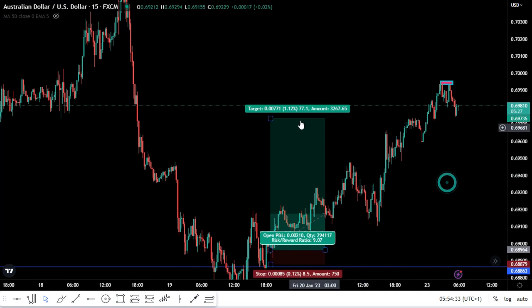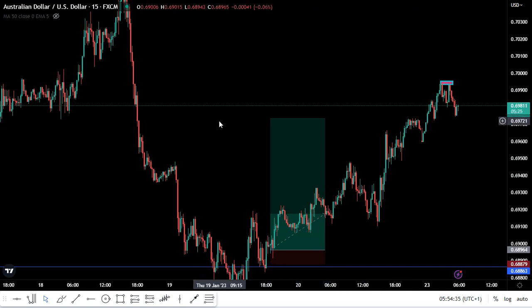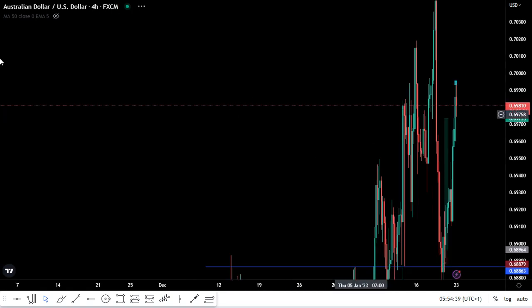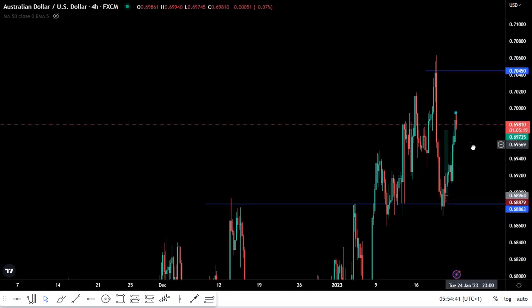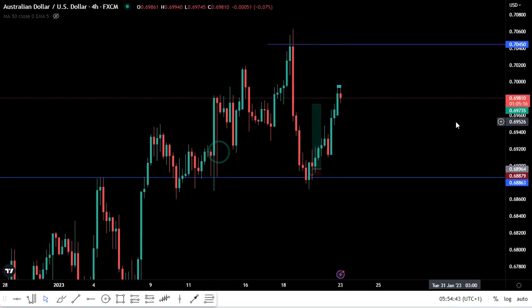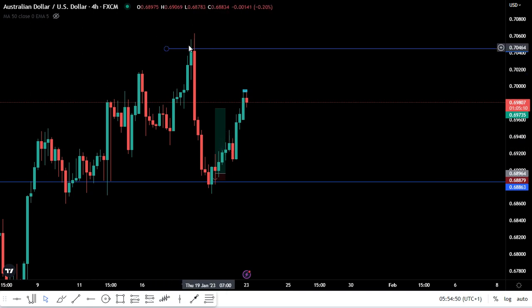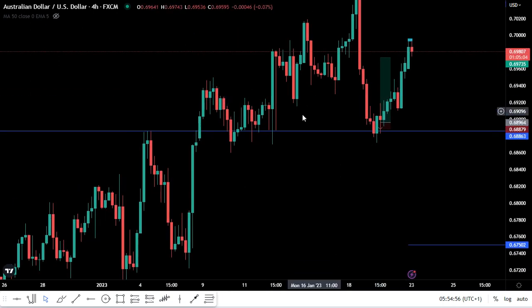Now, if you look here, this is the 15 minutes time frame, guys. But before then, I have to go to the 4 hours time frame so that you know what actually happened and what we are looking out for. If you look closely, this is the Aussie dollar here. We have this level, which the price might actually push up to. Now we have this support level right here.